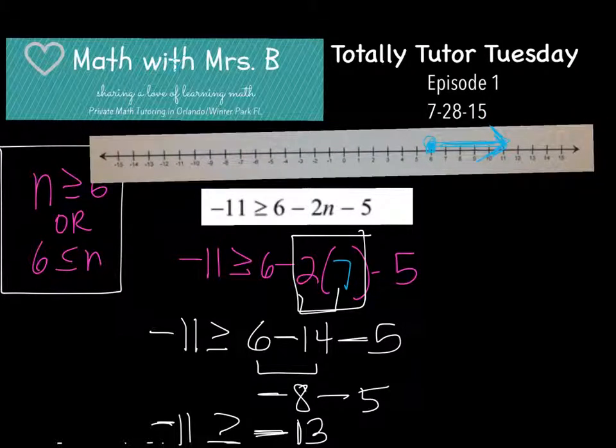So the graph in blue represents all possible values for n. We also used this number line to check to see if negative 11 was larger than or equal to negative 13.